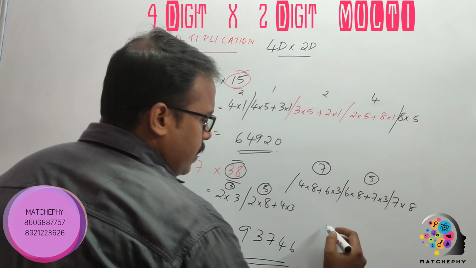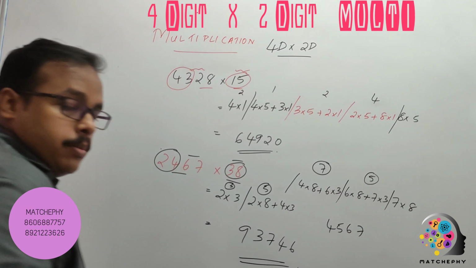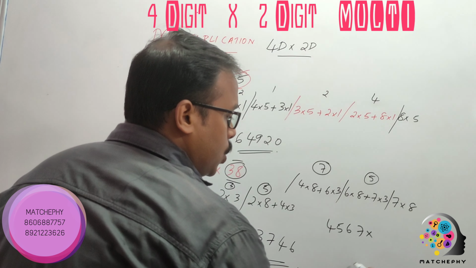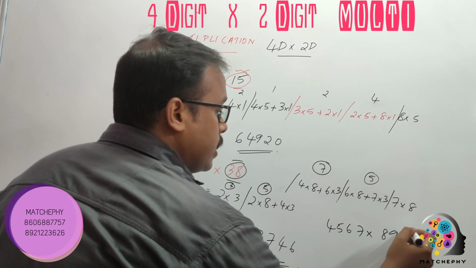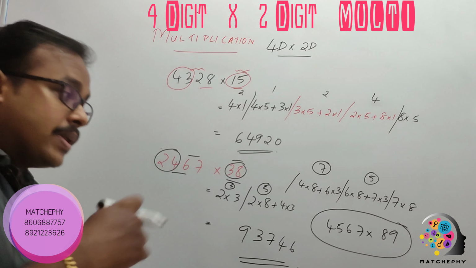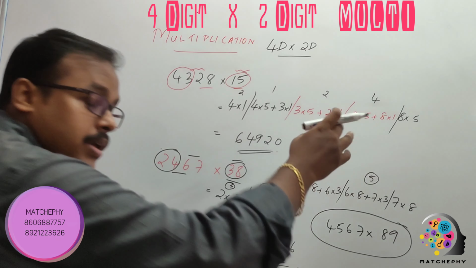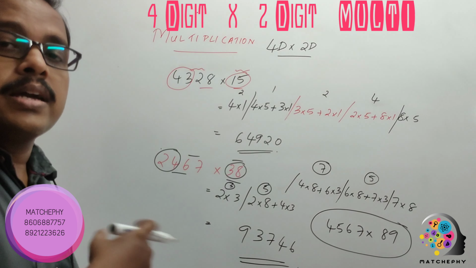Okay. Now, can you just try it? Yes. I will give you a homework. What is that? 4, 5, 6, 7. Let it be a bigger number. 4, 5, 6, 7 into, what is that? 89. Okay. Please try this using this step. And please try some more questions. Whichever question you guess, please try, and then please comment to me. Okay. Please put the answer in the comment box.